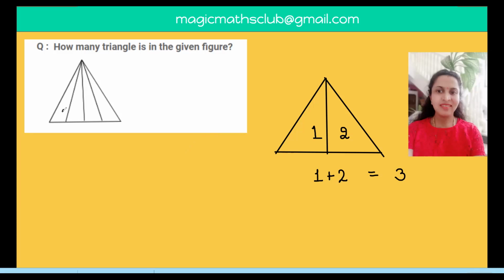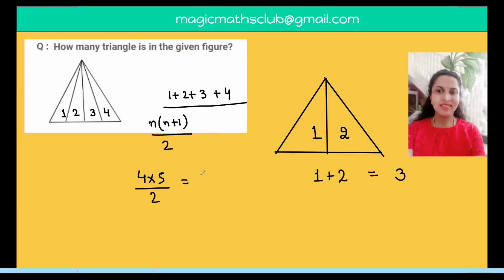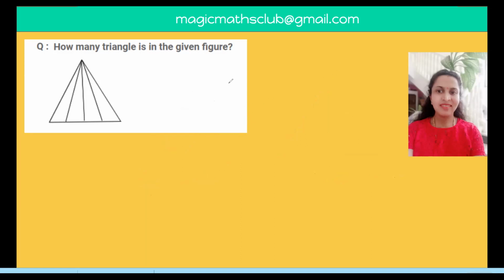So here you see 1, 2, 3, 4. So this is 1 plus 2 plus 3 plus 4. That gives you how much? Sum of n natural numbers, which is given by n into n plus 1 by 2. So n is 4. So 4 into 5 by 2, that gives you 10. That will again save your time if you use this formula. So now you draw your different cases.